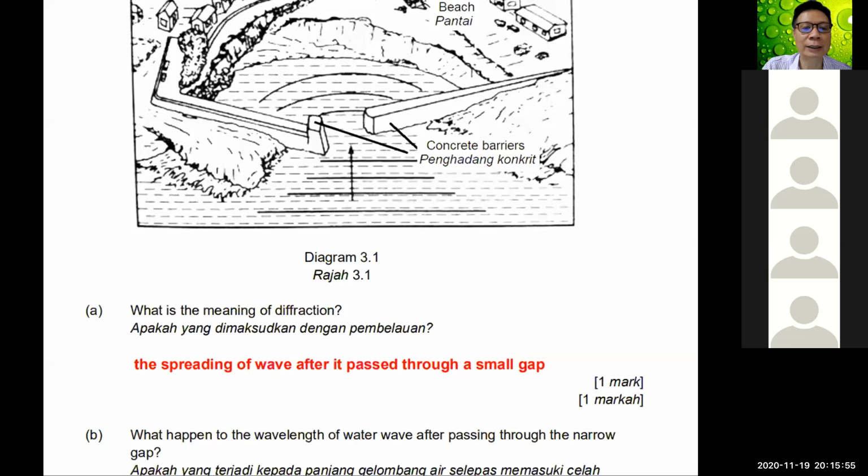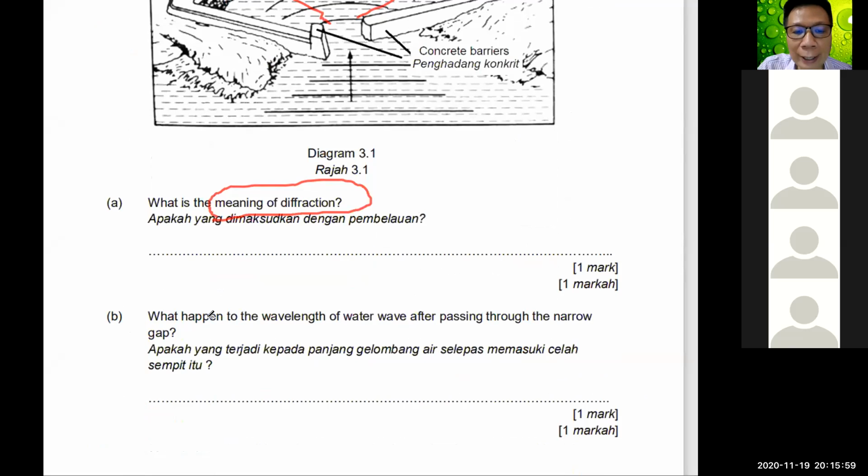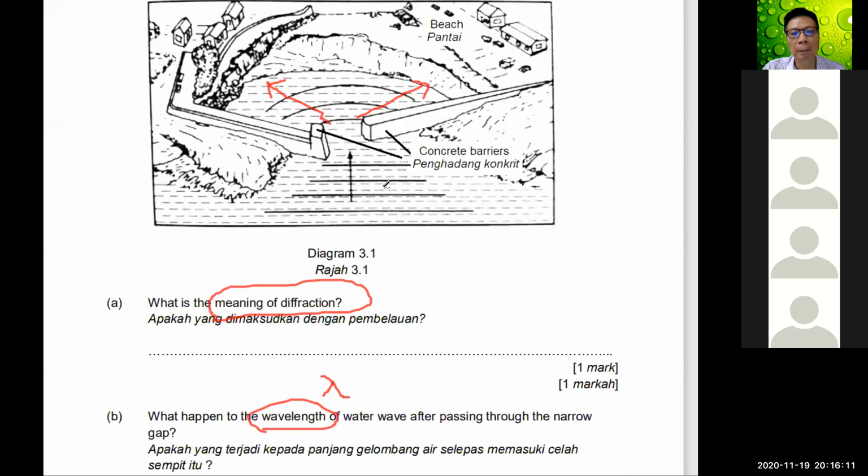All right, next question. What happened to the wavelength lambda after it passes through the narrow gap? What happened to the lambda? You see the diagram? You all remember or not? During diffraction, what happened to the lambda? You see the lambda here, and when it comes here, what happened to the lambda?